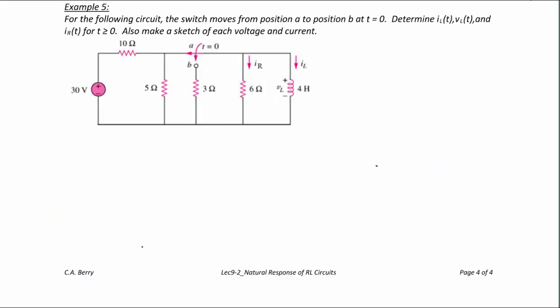Finally, let's look at example 5. For the following circuit, the switch moves from position A to position B at t equals 0. Determine IL of t, VL of t, and I of t for t greater than or equal to 0.